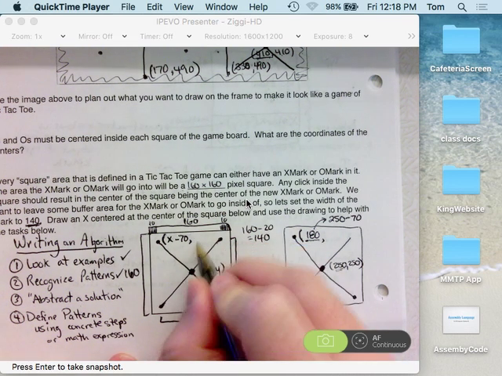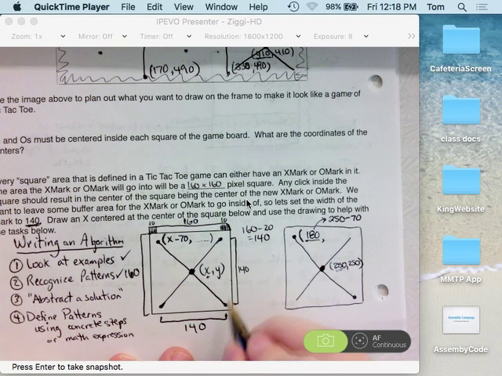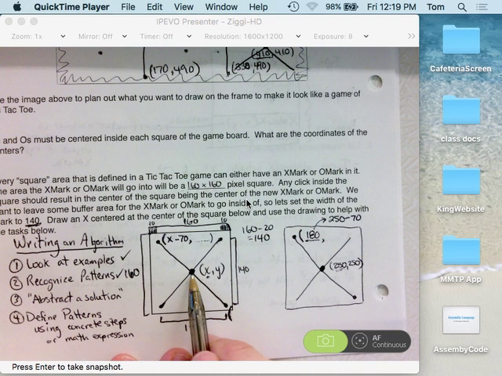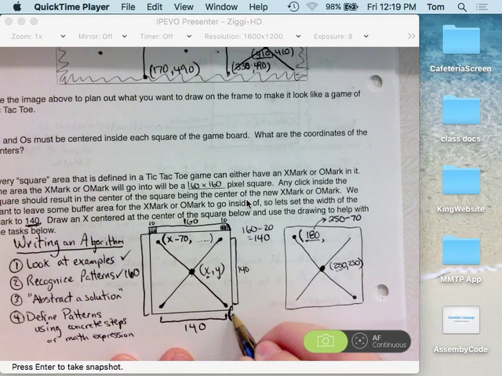So let's leave the y for now. Just leave that blank. Let's think about this coordinate down here. Okay, how am I going to get to that x coordinate if I start here at x? We're going to add 70. Very good. Okay, so this is x plus 70. Okay?